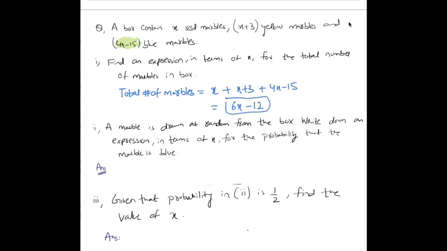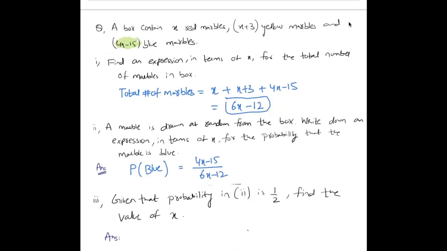Then the question says a marble is drawn at random from the box. Write down an expression in terms of X for the probability that the marble is blue. If you're picking up one marble randomly from the box, what is the probability that it's going to be blue? The number of blue marbles is 4X minus 15, and the total number of marbles is 6X minus 12. So the probability is going to be 4X minus 15 upon 6X minus 12. That is the probability of picking up a blue marble. Is everyone with me till here?